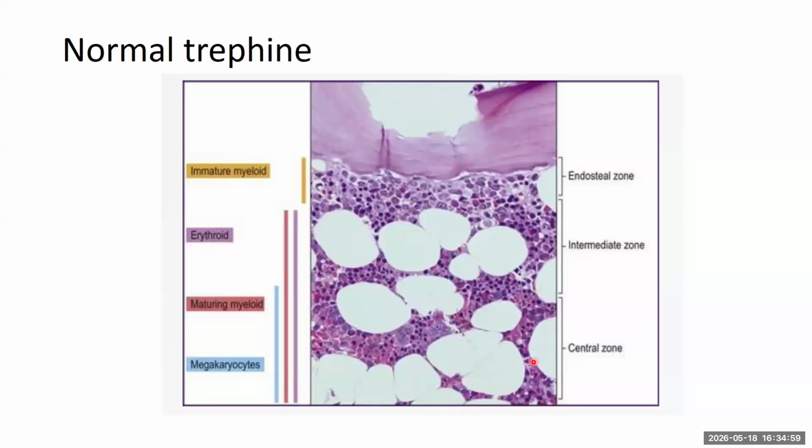Going more centrally, that's where we usually see our megakaryocytes, which are depicted here. These are the much larger cells. And in a healthy adult marrow, we expect age-appropriate cellularity.